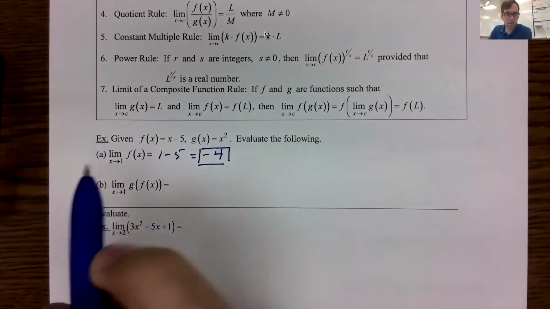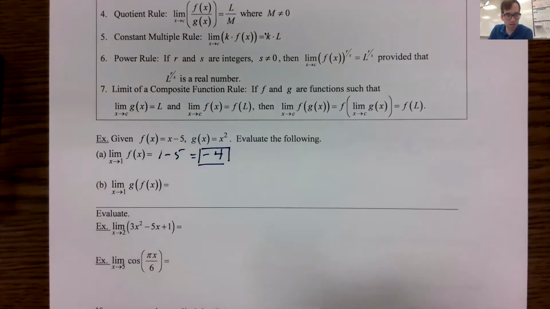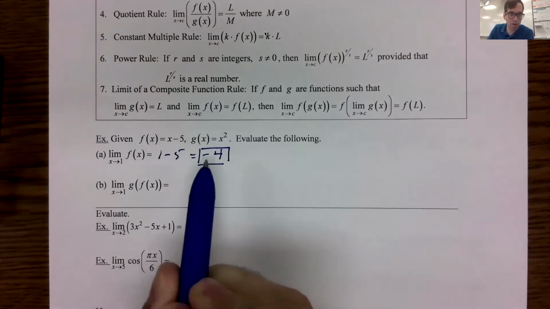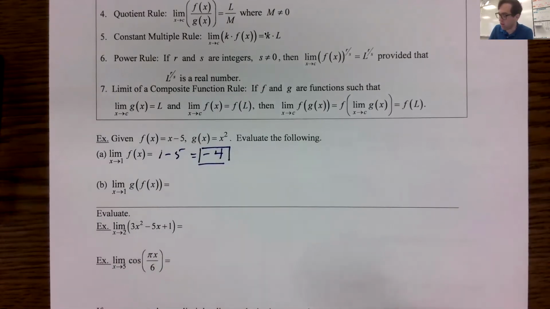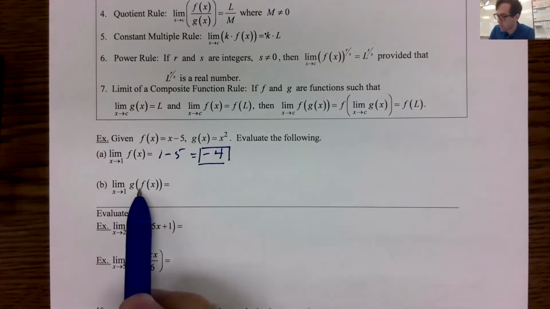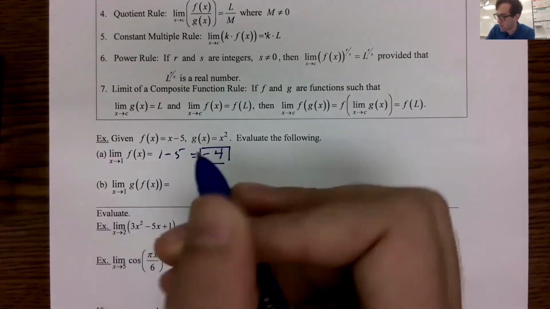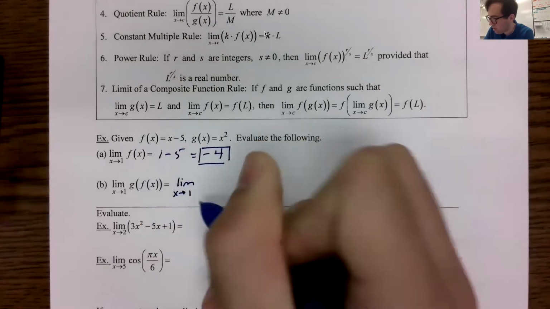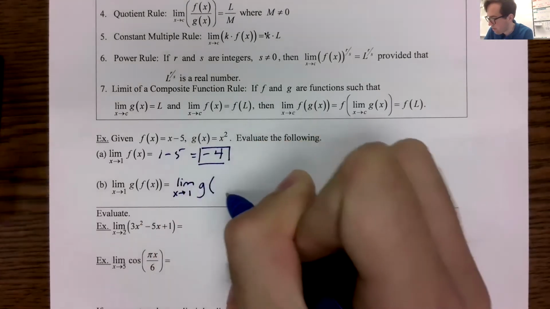Right? And we could take a look at this graph. It's literally just a line, y equals x minus 5. Plug in 1 for x, and we would see the same y value, -4, okay? Letter B, the limit as x approaches 1 of g of f of x. Look at that, a composition of functions right off the bat. So what are we going to do here? I would say let's plug in our f of x in the middle. So we have the limit as x approaches 1 of g of x minus 5.